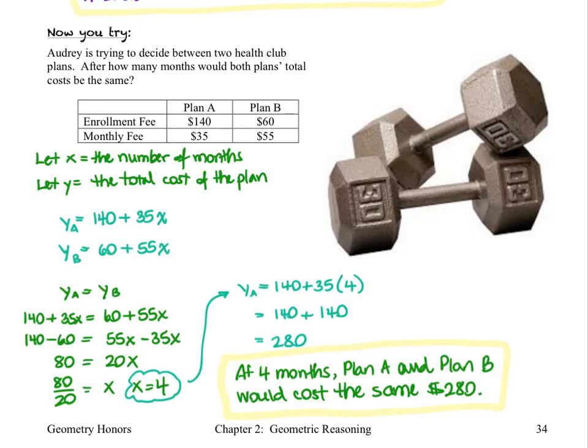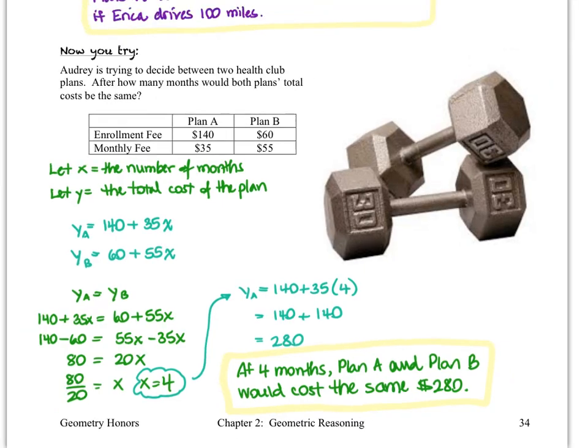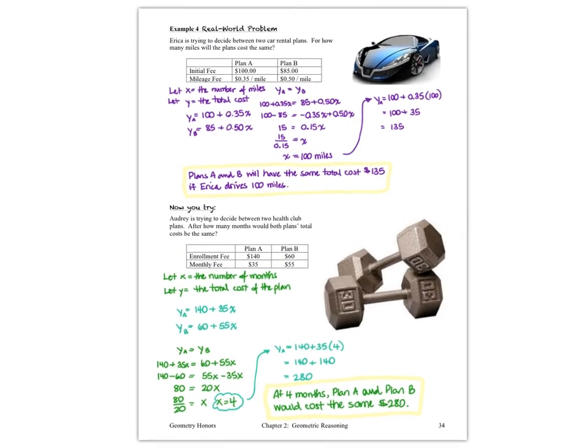Okay, hopefully you were able to follow the model of the one that we did together to come up with the conclusion that after 4 months, or at 4 months, the two plans, plan A and plan B, would cost exactly the same amount, $280.